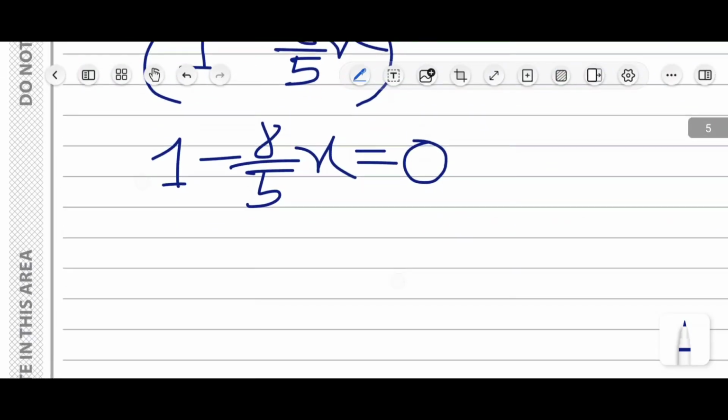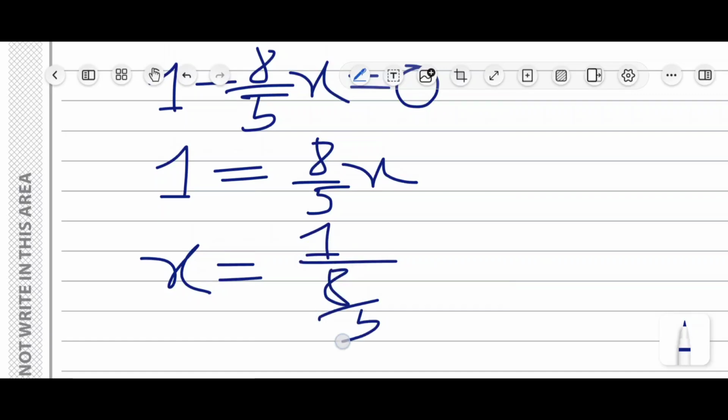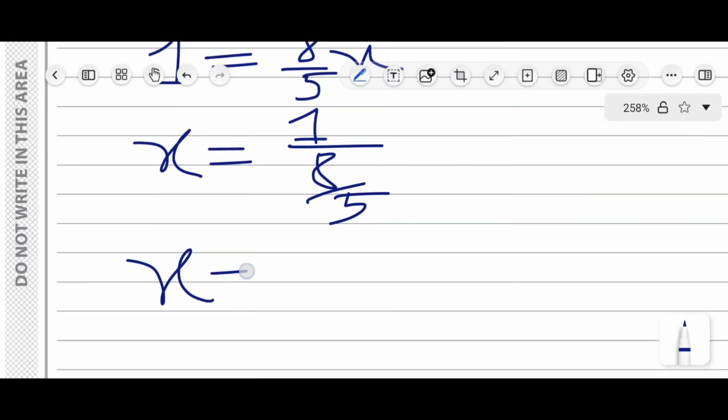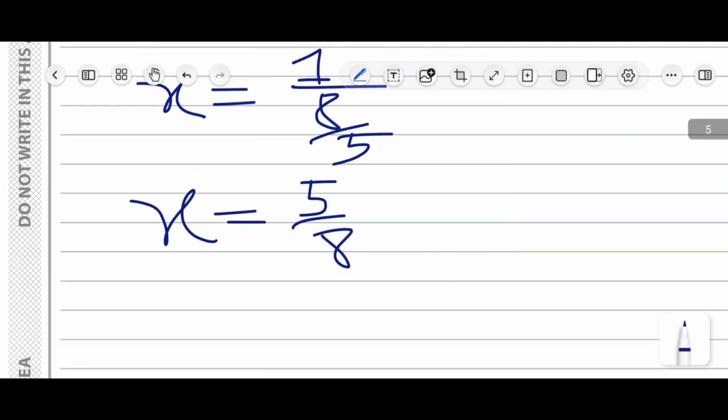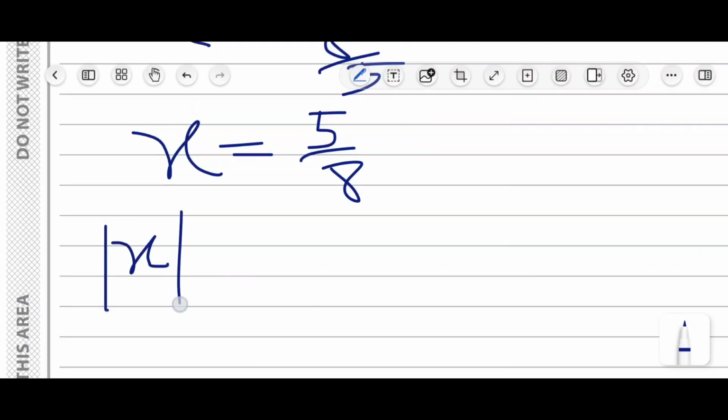Now let's solve this this way. If we move the x, 1 equals 8 by 5 x. Solving, we get x here is 5 by 8. So you can write the answer like this: it will always be that modulus of x is less than 5 by 8.